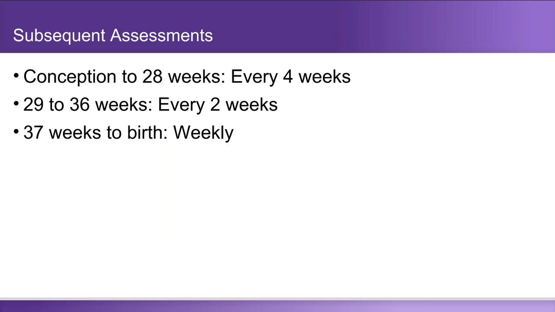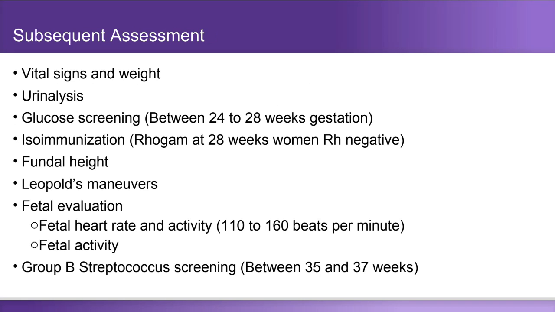After that, from the time they've conceived until they reach 28 weeks gestation, we want to see them every 4 weeks, where we do brief assessments and make sure everything's going okay. Once a woman passes 28 weeks, between 29 weeks and 36 weeks, we usually want to see her every other week, so every 2 weeks. And once she hits 37 weeks, we usually want them to come in weekly until they actually give birth. Okay, so those are the assessments of that.